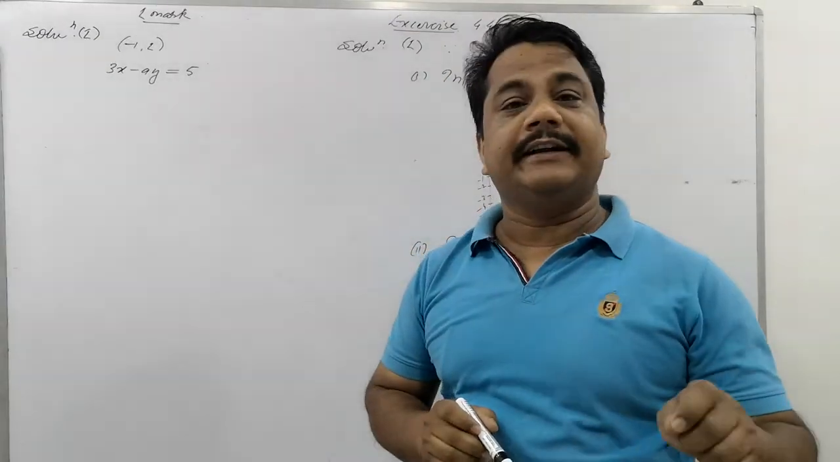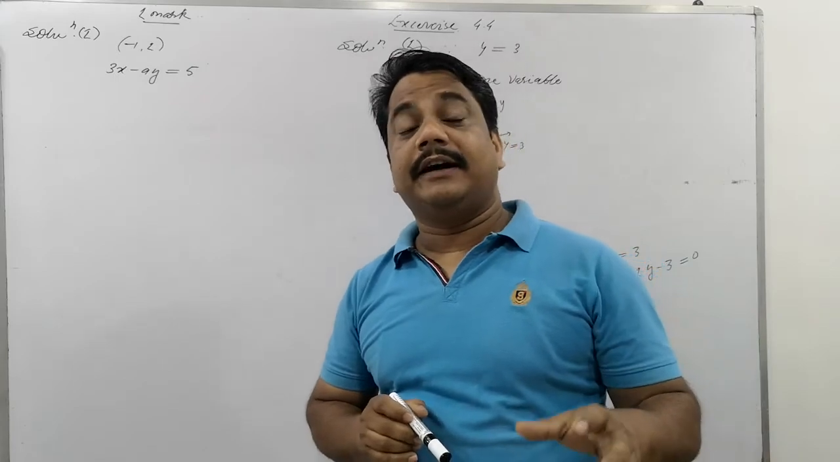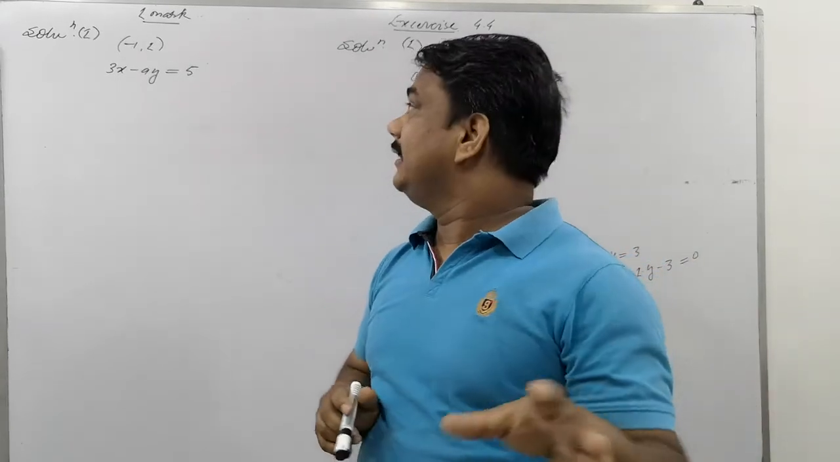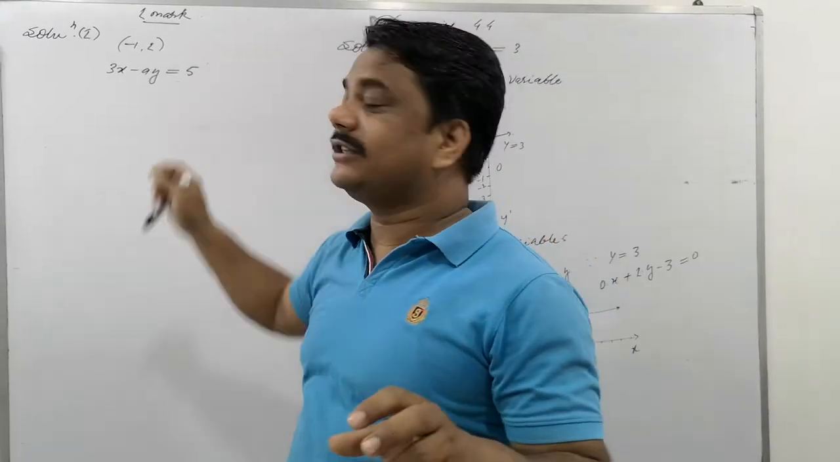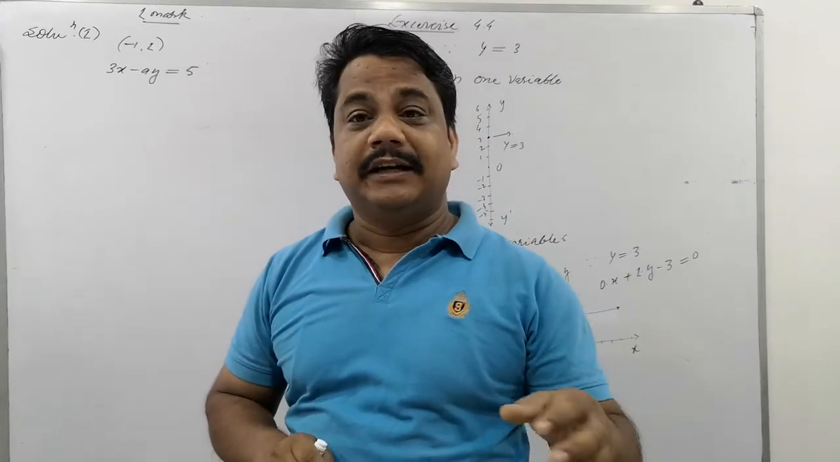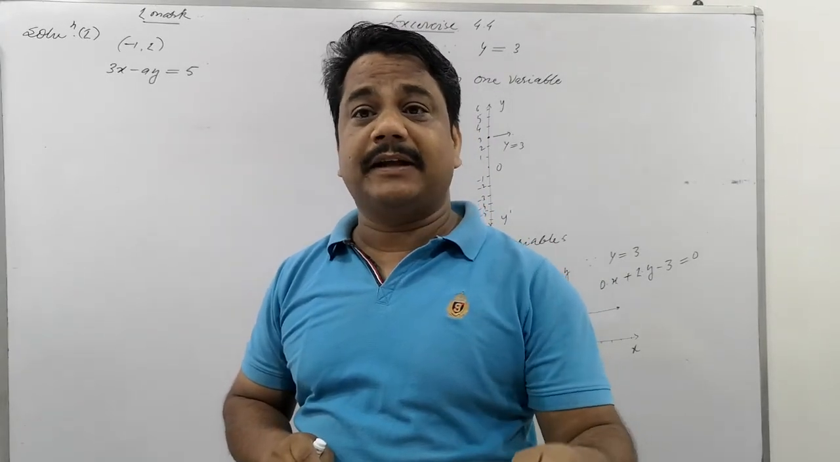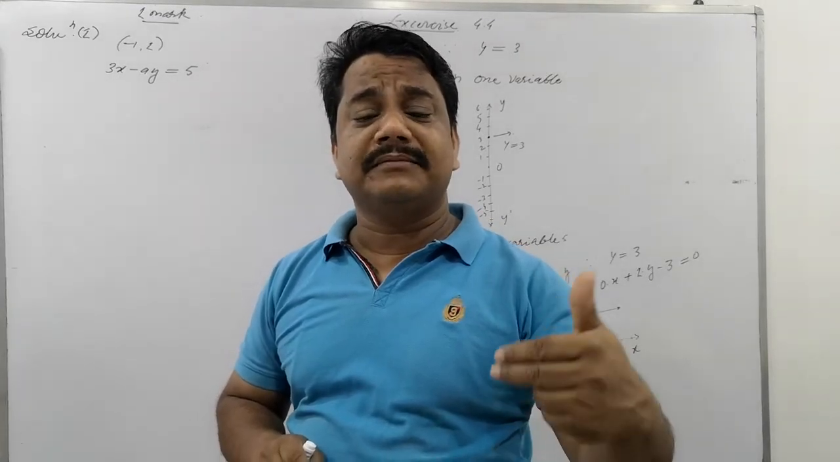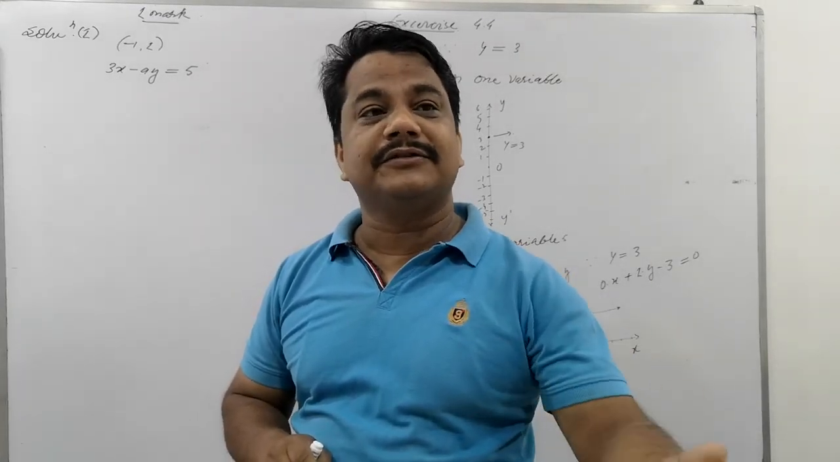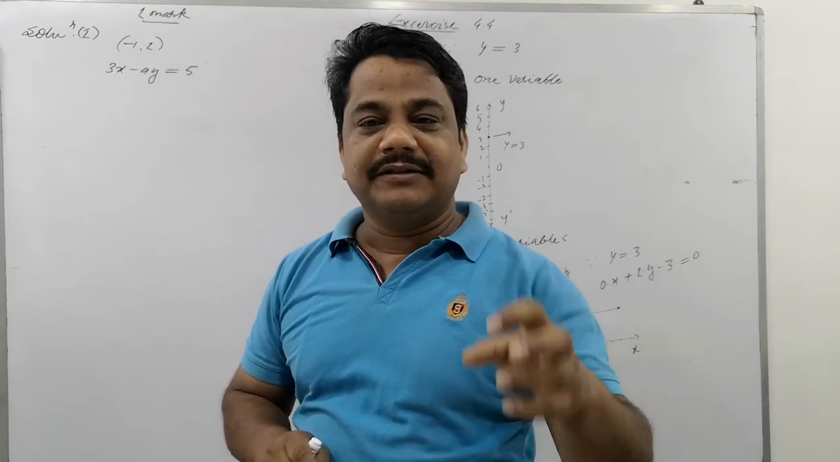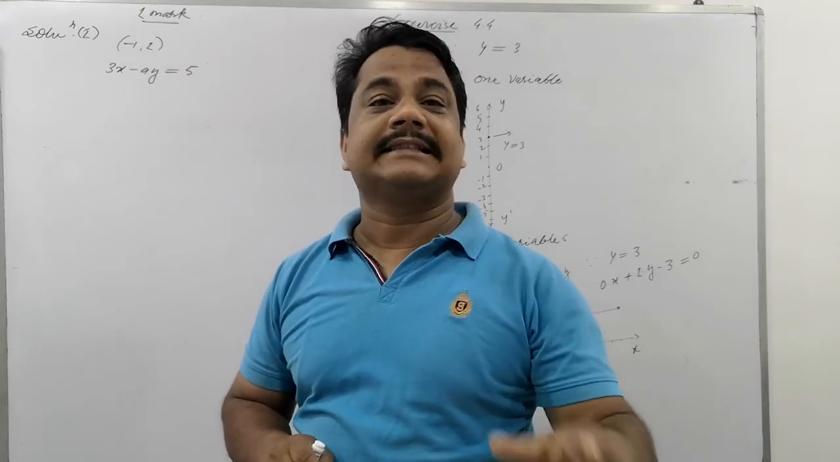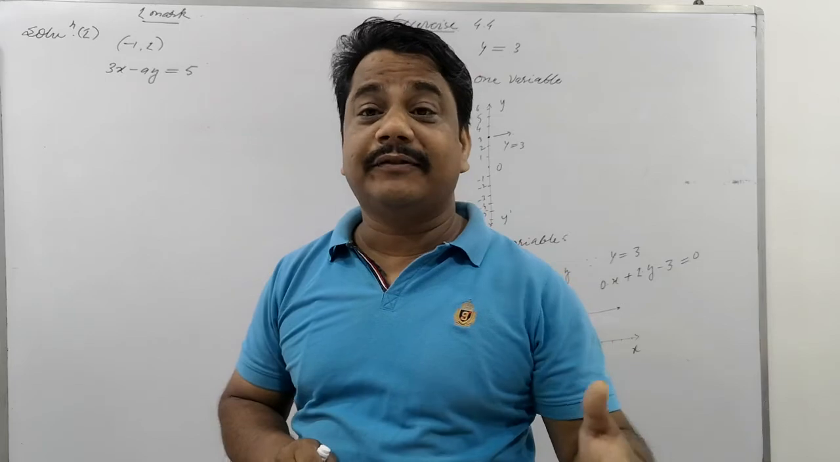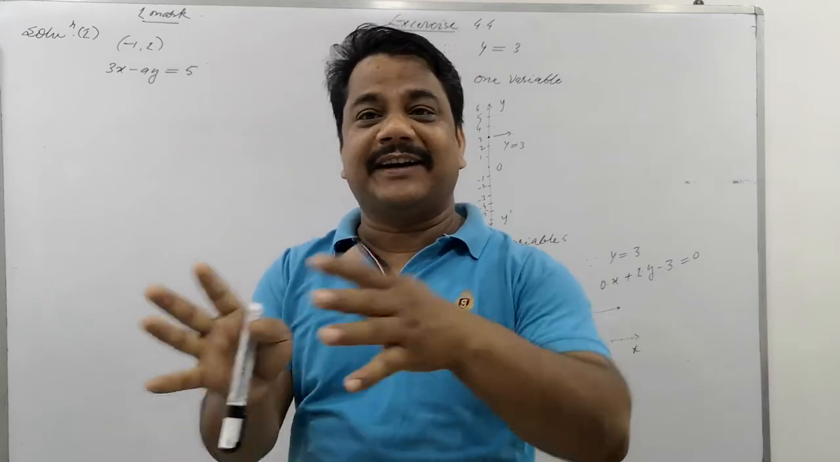Listen here. What is the question saying? Find the value of a. You have to find out a. This is an equation, 3x minus ay is equal to 5, and it's saying (minus 1, 1) is a solution. What is the meaning of the solution of any equation? It means the values of x and y which satisfy the equation.